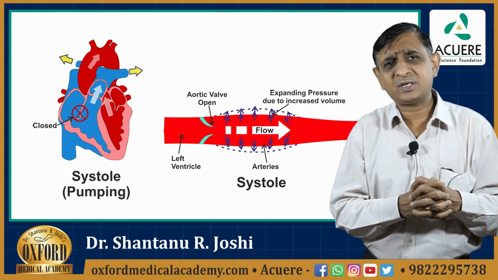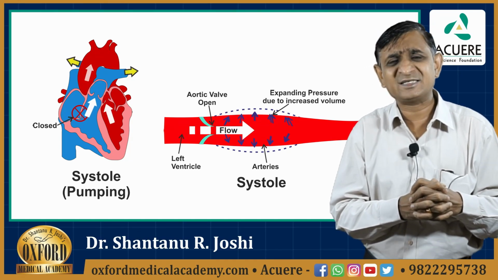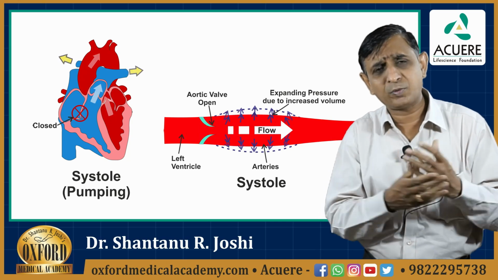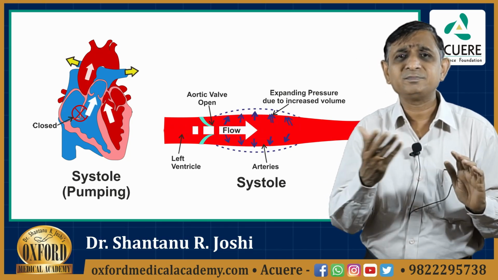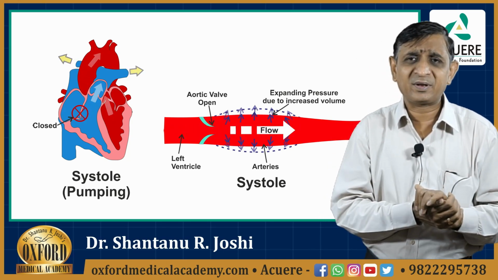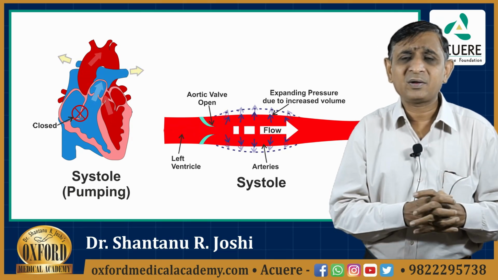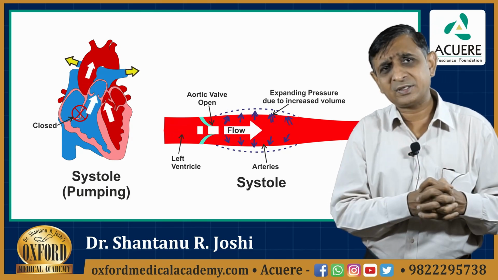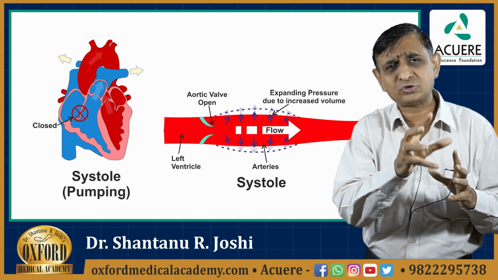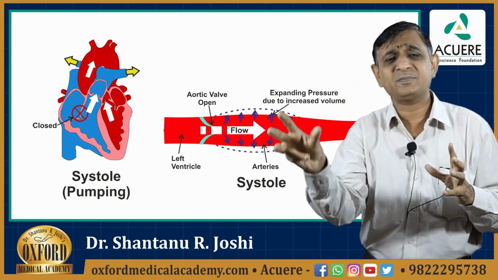By definition, systolic blood pressure is a product of cardiac output multiplied by total peripheral resistance. And in simple language, you may say that systolic blood pressure is concerned with the force of contraction and TPR.